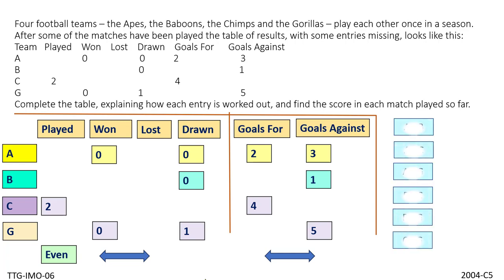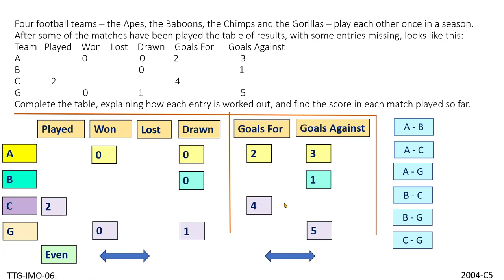Now we'll also make a list of all possible games. There are four teams, so there will be six possible games. We'll just keep it handy. Any starting point to start filling in the gaps?